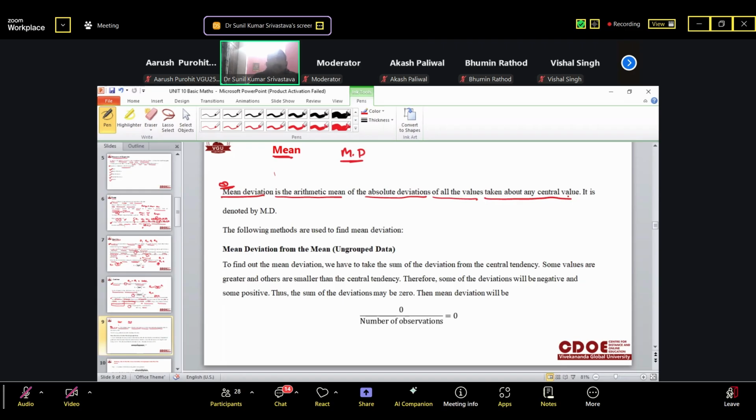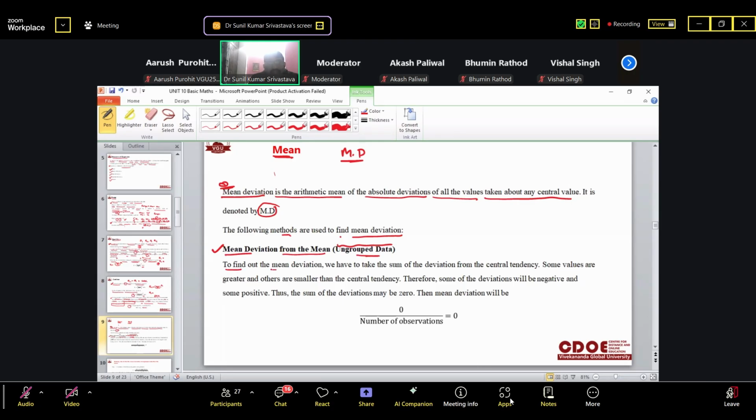Any central value about the mean is denoted by the mean deviation. The following methods help us to find the mean deviation for data sets. We already know that there are two types of data sets: one is ungrouped data, another is grouped data. So how do we calculate the mean deviation for ungrouped data and for grouped data? First we discuss mean deviation from the mean of ungrouped data.